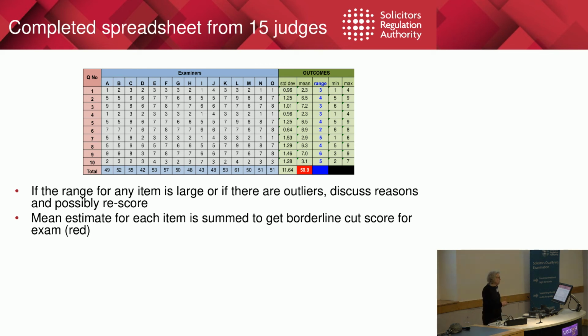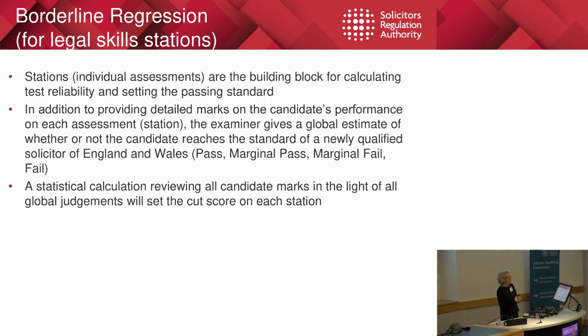Okay, so I'm just going to say how we set the pass mark for skills stations. Clearly, you can't ask how many people out of 10 would get it right, because there isn't any getting it right. So this is about an exam, and I know, yes, people don't like the word stations, where there are a number of individual assessments making one exam. So every candidate that does an exercise will get marked on it against the assessment criteria. But the examiner will also give a global rating of whether it's a pass, marginal fail, or fail.